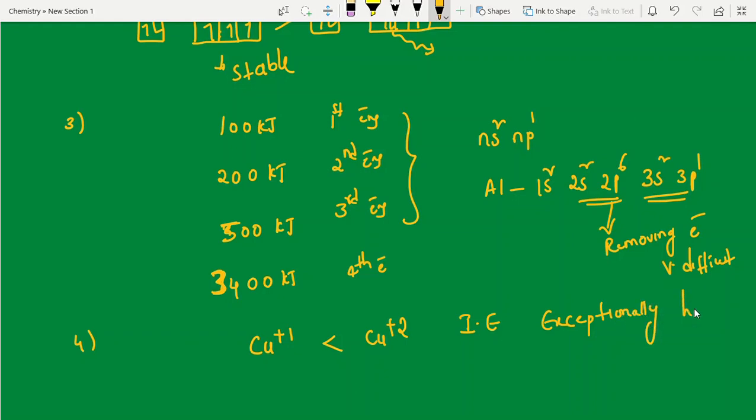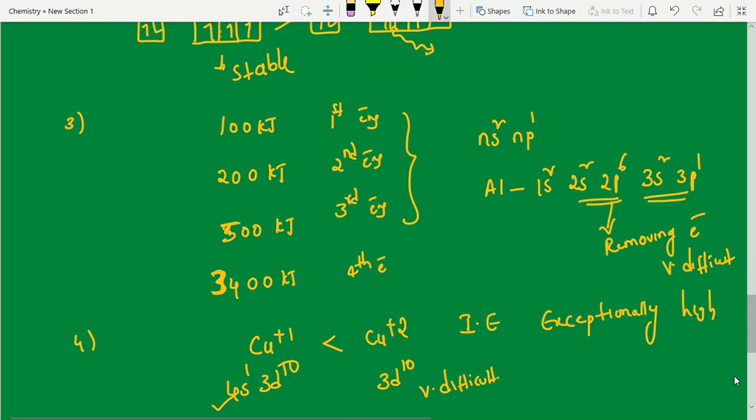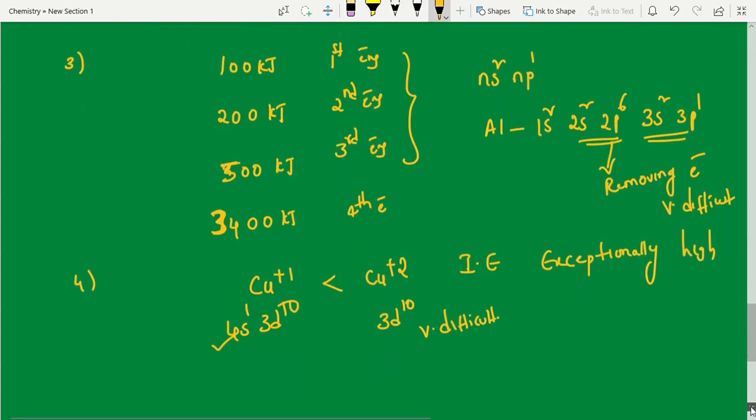Exceptionally high. Why? Because in copper plus 2, we are removing an electron from 3d10. Here this is 4s1, 3d10. Here removing an electron is somewhat easy, but here removing an electron from a completely filled orbital is very difficult. Like that, if ionization energy questions are asked, definitely only exceptional cases they'll ask. Okay, clear, students? Now, next one.